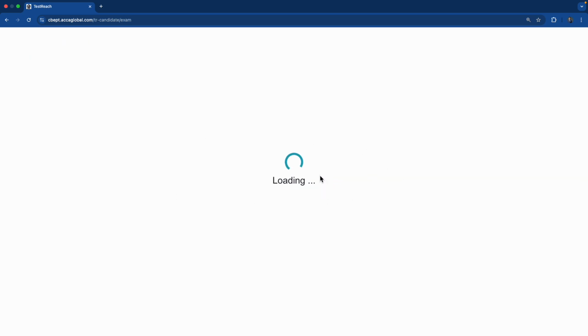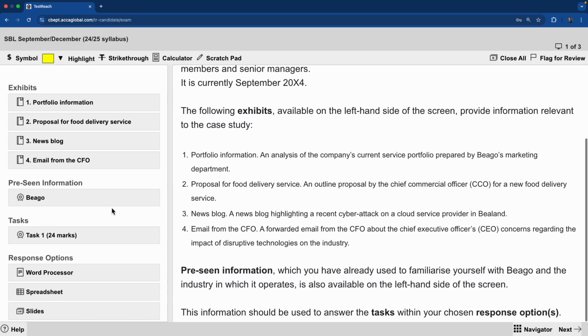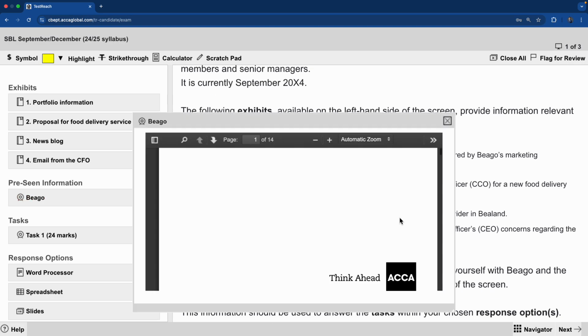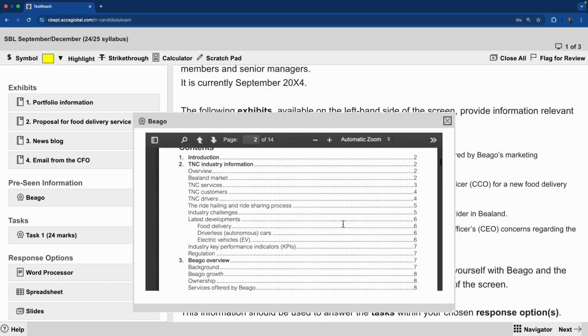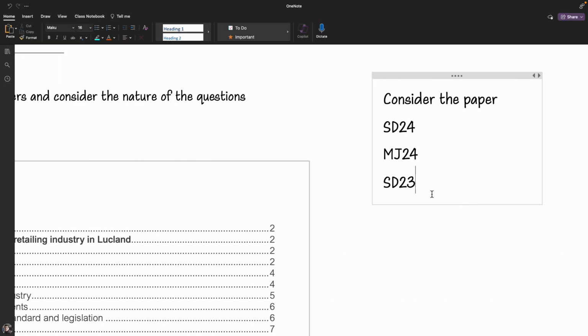Have you seen this paper before? This is the Biago company, and you look at the exhibit and the requirement that came out. It doesn't matter what the company information was. If you look at the company information, it does not run too far from how the information was presented in this case study.